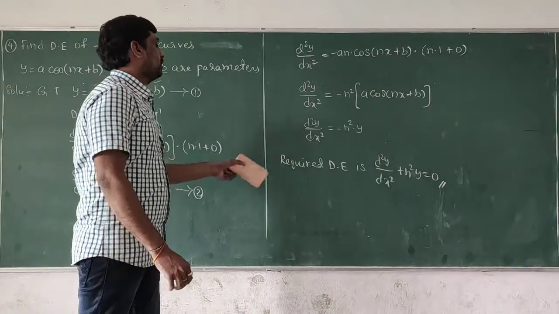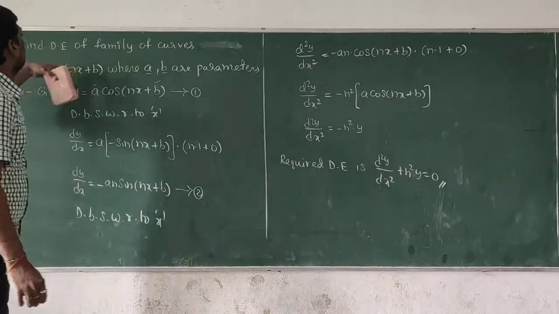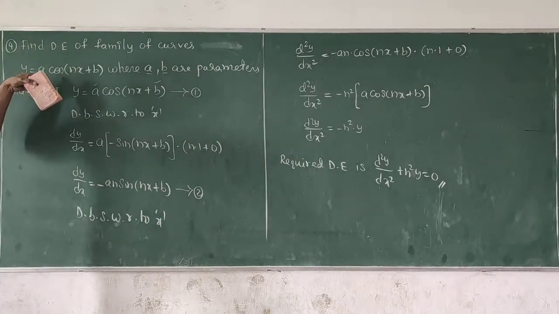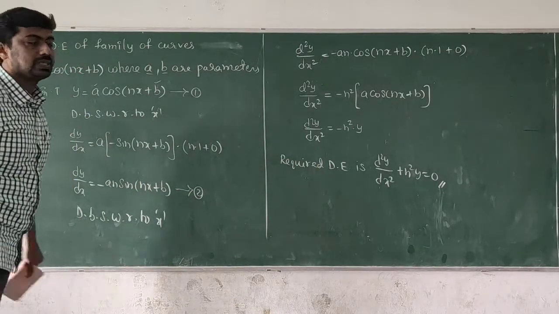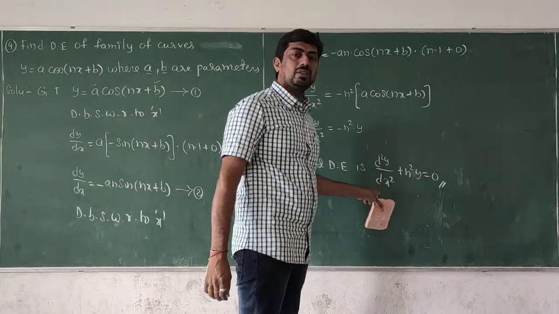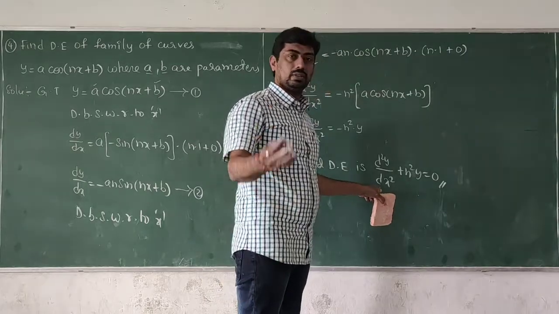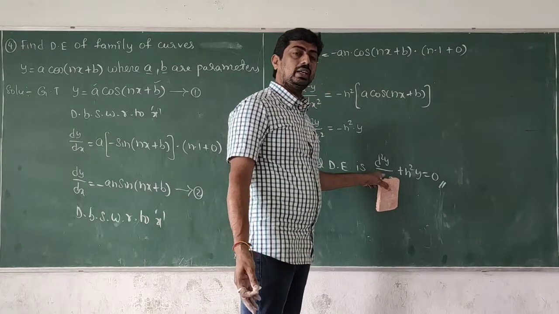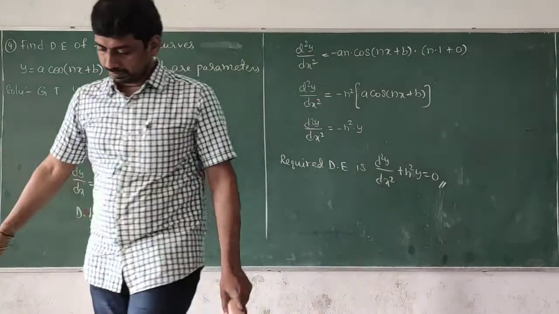Okay, this one is the differential equation of the given equation y equal to a into cos of nx plus b. Is it clear? Right? So for recap purposes, what is the order of this differential equation? Anyone? Very good, 2. Degree? 1. Good. Right?